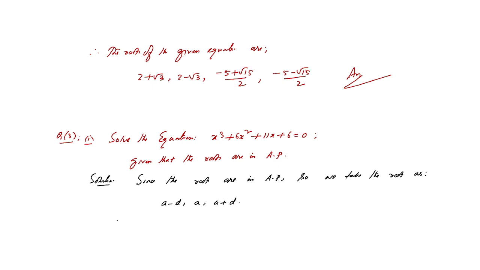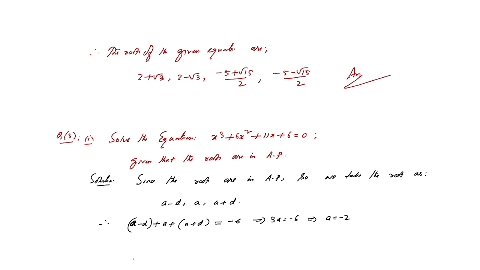So what should be the relation between roots and coefficients? Therefore, a minus d plus a plus d will be minus b by a, which is minus 6. And from that you can write 3a equals minus 6. So your a is minus 2.